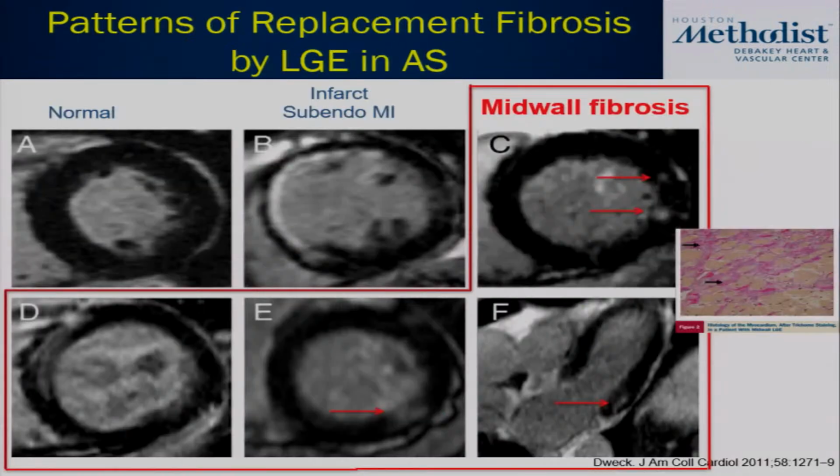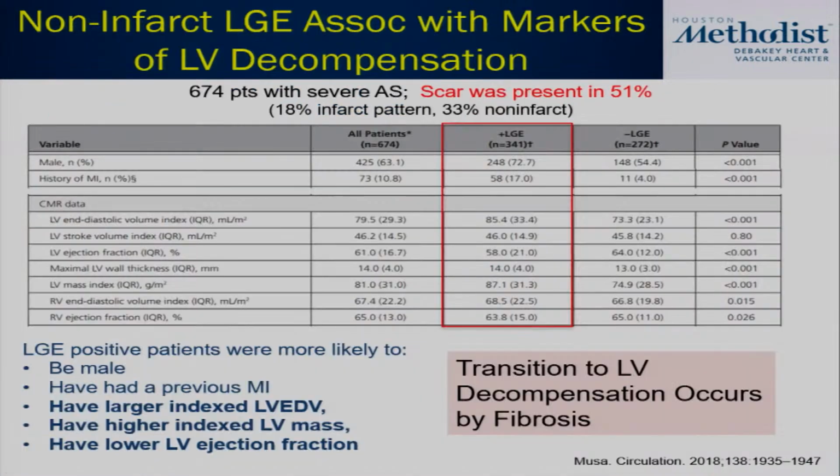So what are some common replacement fibrosis scars that we see? Here, the picture on the top left is a patient who has no scar. Then you have somebody who has a subendocardial scar, which looks very much like a myocardial infarction. And then you have this mid-wall fibrosis, which really can occur anywhere in the ventricle. And we see this all the time. It's actually pretty prevalent in the CMR lab. If you have a patient with AS who comes in, 50% of your patients will have some replacement fibrosis present.